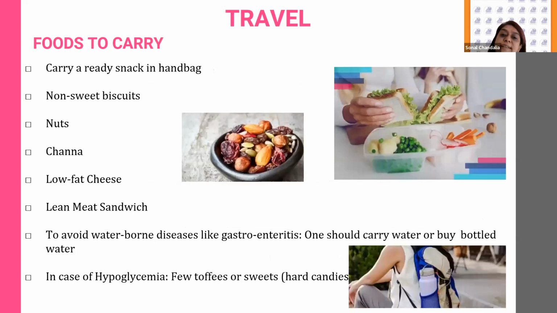Next, please. Yes. So what are the kind of foods you would carry? A ready snack in the handbag. It could be a sandwich. It could be chana. It could be nuts, which are easy to carry.